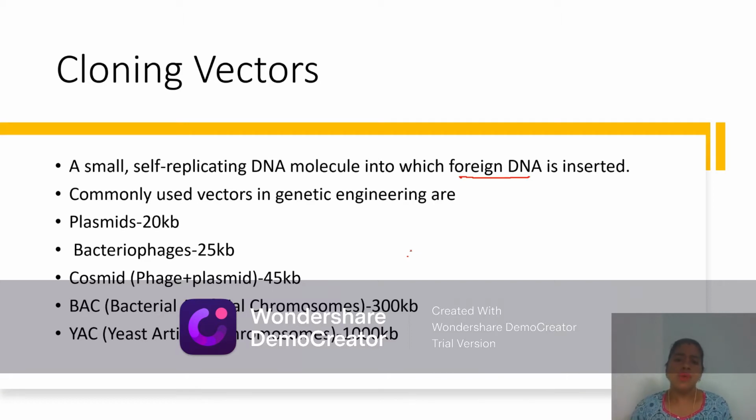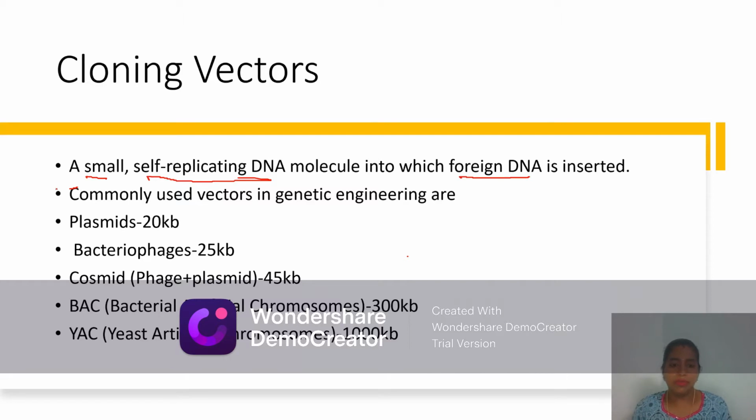So how can we define a cloning vector? A cloning vector is a self-replicating DNA molecule, and it is small in size. Understand? Into this, whichever foreign DNA you want to multiply, you are going to insert it. Fine. So we'll see which are the commonly used vectors in genetic engineering.